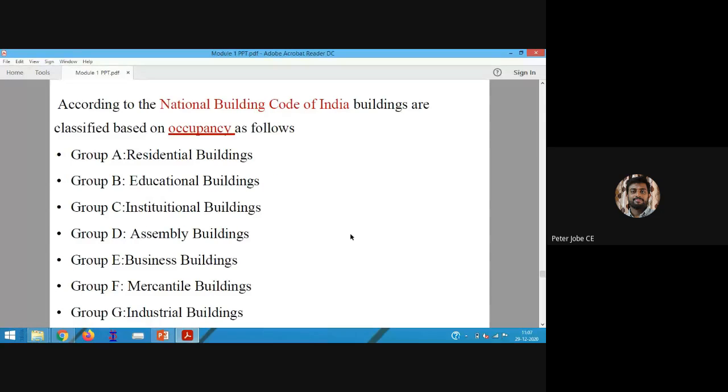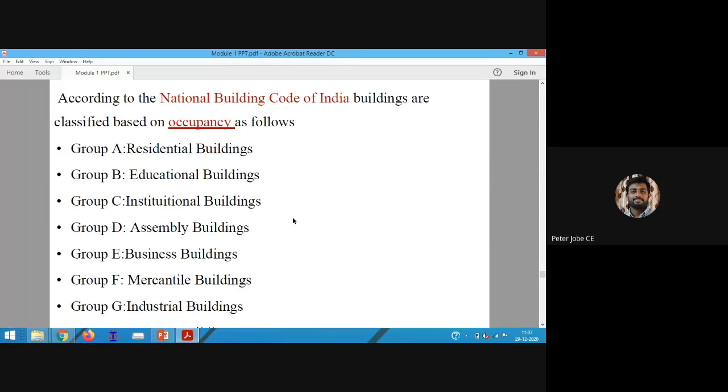Based on occupancy, Group A is residential buildings, Group B is educational buildings, Group C institutional buildings, Group D assembly buildings, Group E business buildings, Group F mercantile buildings, and Group G industrial buildings. You know what is meant by a residential building. It might be a residential apartment or anything similar. Educational buildings might be a school or college.